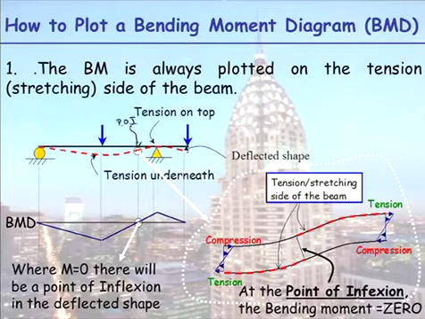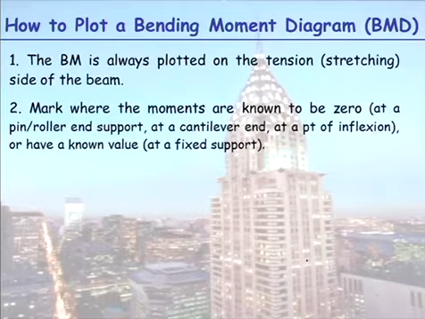It's written out here in full down here. Your point of inflection. What is a point of inflection? Well, that's where you have no stresses, no bending moment. That's where you have tension on one side changing to tension on the other side. So at that point there, you have no stresses at all. No stresses, no moment.